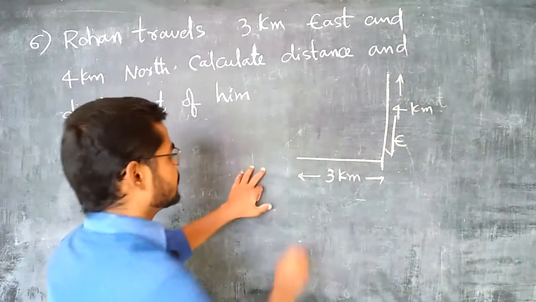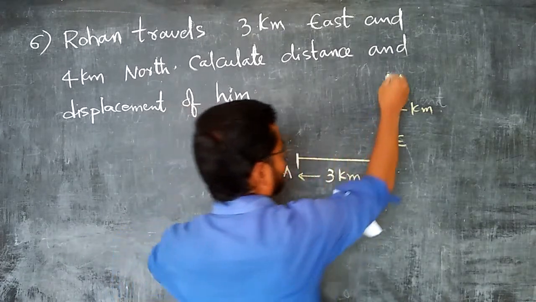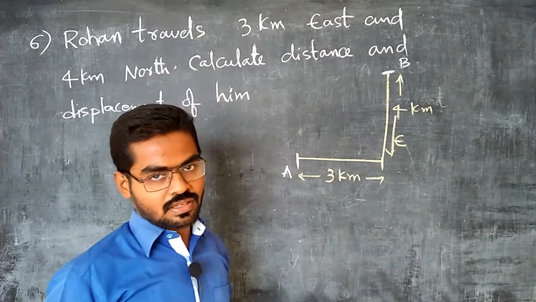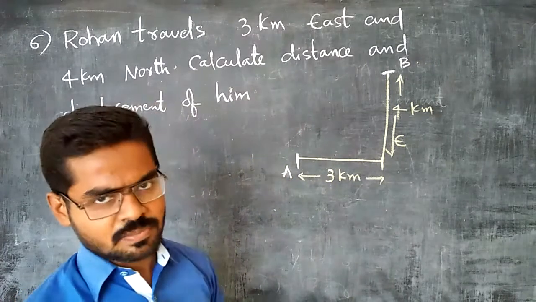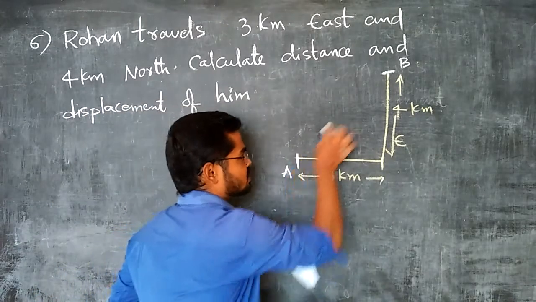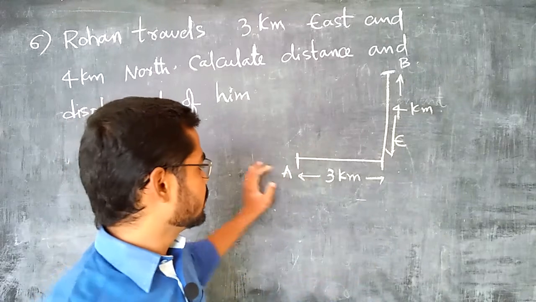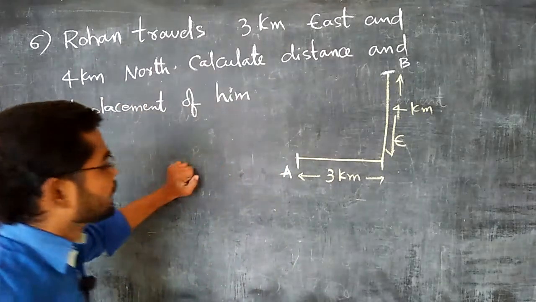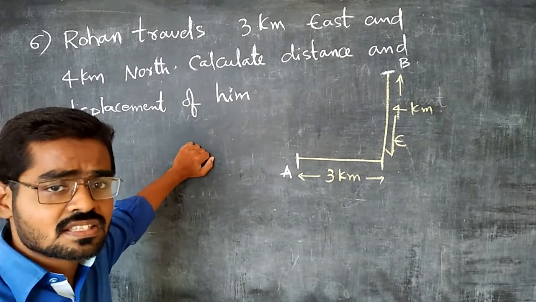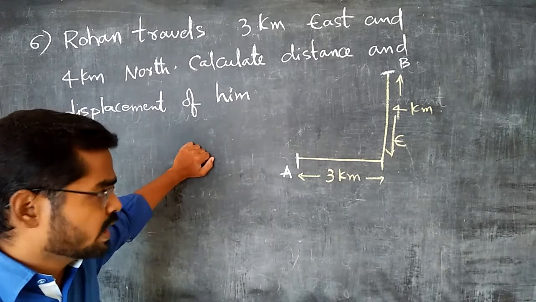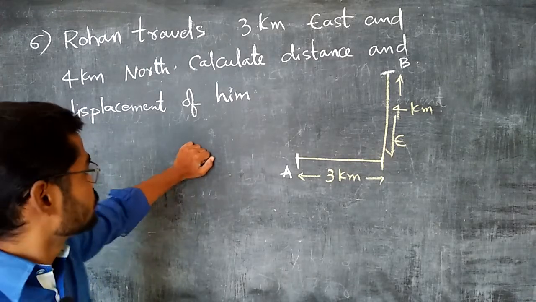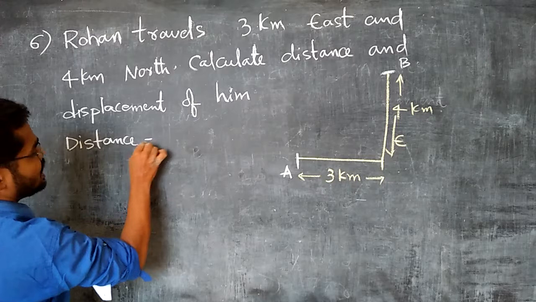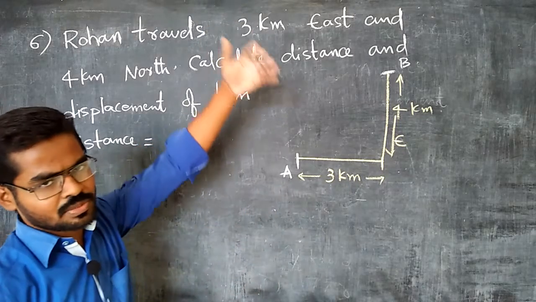Very simple for getting distance. Okay, this is starting point and this is end point. Remember, you must indicate the starting point and end point to make it easier to get the displacement. To get displacement, we need to join this starting point and final point. So always indicate the starting point and ending point in the diagram. So what is the distance? Distance is the total path length covered by that body. So distance is equal to, first he has covered 3 kilometers, next 4 kilometers.